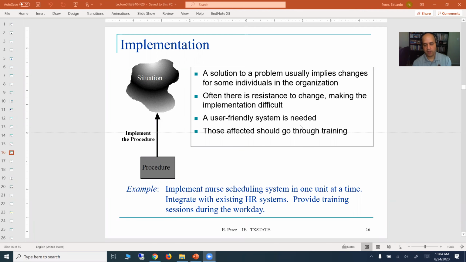Implement the nurse scheduling system one unit at a time. Instead of trying to implement this for the whole hospital, you can start in the ICU, or in the emergency department. Integrate with the existing HR system, and provide training sessions during the workday. If you have a new scheduling tool, you have to provide training for the people who are going to be using it.